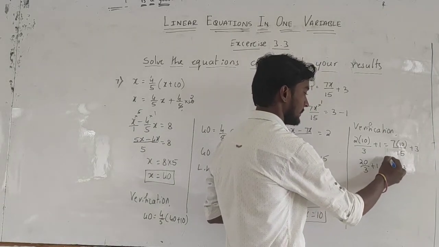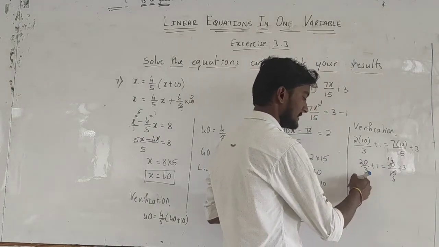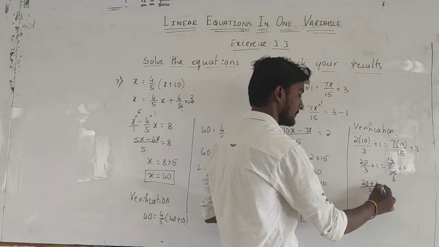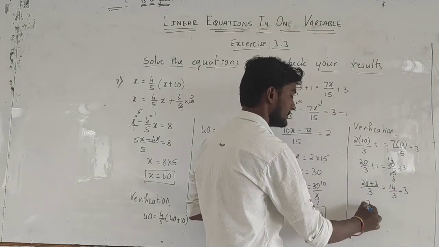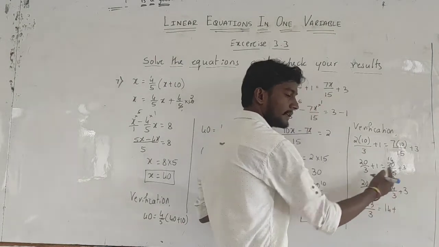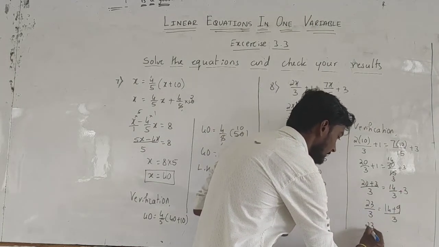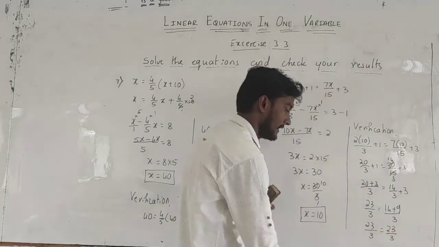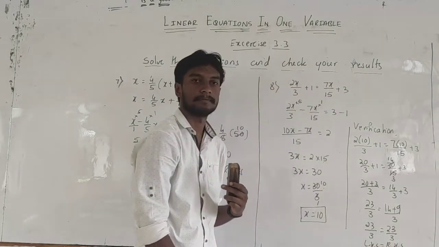5 3s are 15, 5 1s are 5, 2 remains, 20, 5 4s are 20. LCM is 3 here. 3 is multiplied for this. 20 plus 3 into 1 is 3, is equal to 14 divided by 3 plus 3. 20 plus 3 is 23 divided by 3 is equal to 14. You keep it as it is, plus this 3 is to multiply with this one. 3 3s are 9 divided by 3. 23 divided by 3 is equal to 14 plus 9, 23 divided by 3. LHS is equal to RHS.